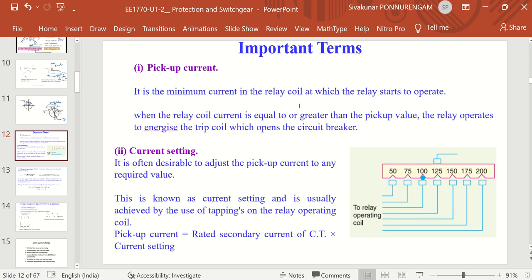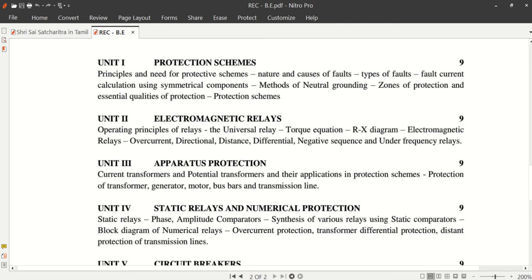Dear viewers, today we are going to see some important terms and the relay operations. This video covers some important terms and the relay operations. That is the basic relay, overcurrent relay, directional and non-directional relay, and different types of relay. These topics we are going to see in this video session.